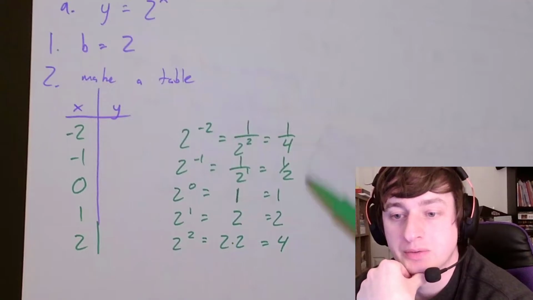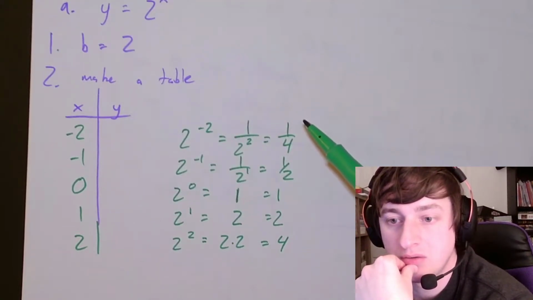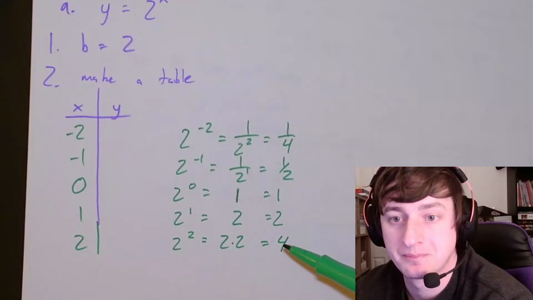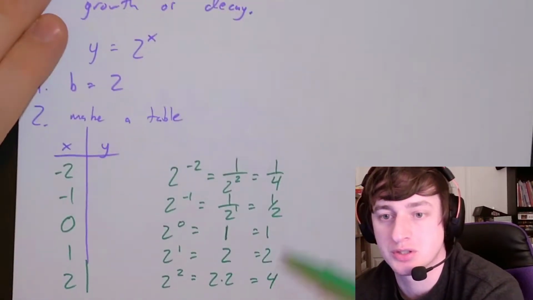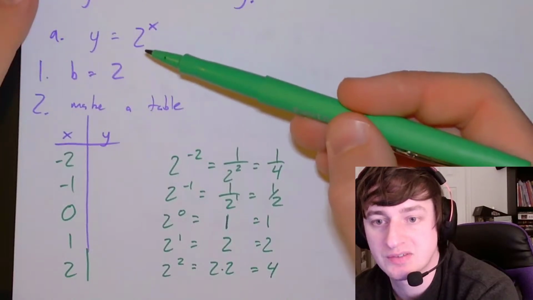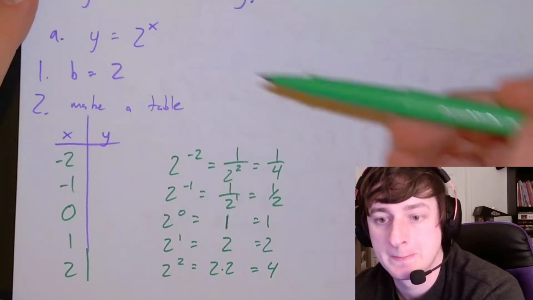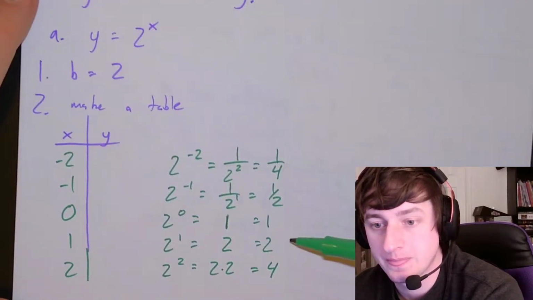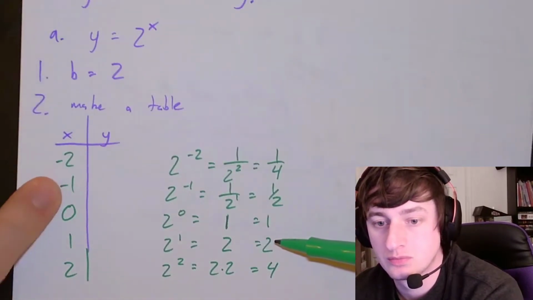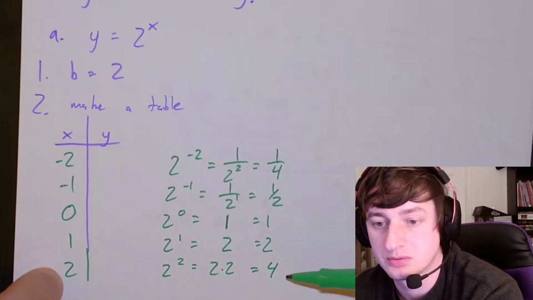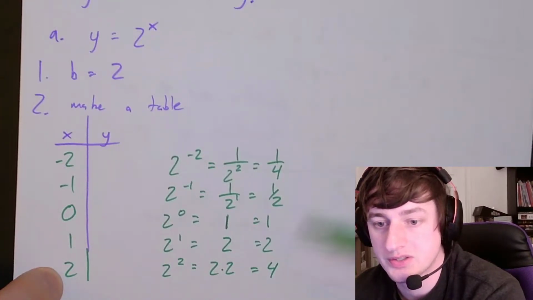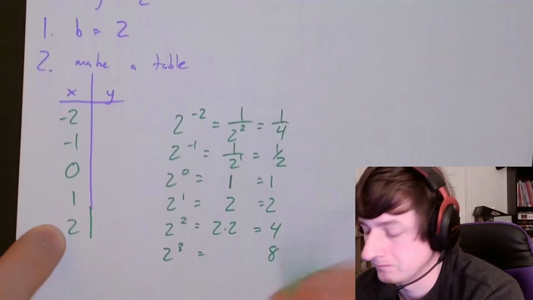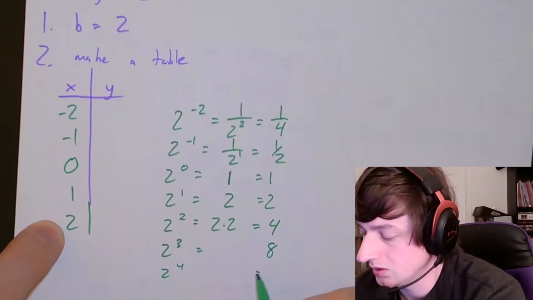Now you should see a pattern. What is happening every time? We're just doubling it, right? This exponential function, 2 to the x, means every time x goes up 1, we are doubling the value. So we go from 1 to 2, we doubled. 2 to 4. The next number doubles again. And again.